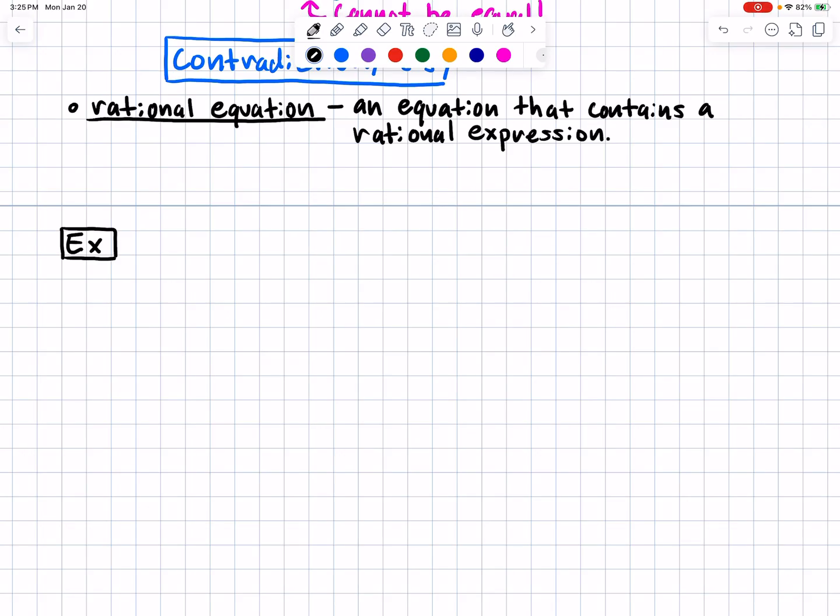Solve. I'm going to kind of write it like this. Solve 1 over x squared minus 9 equals 4 over x plus 3 plus 1 over x minus 3 for x. Okay. So the first step, just rewrite the problem.